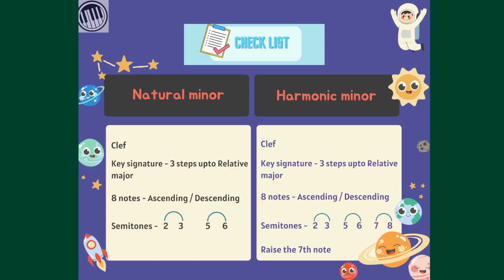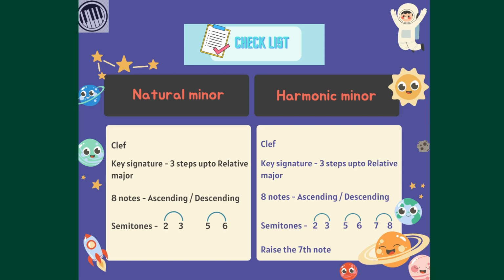So last week we learned that the relative minors and majors share the same key signature. So in this chart we have the checklist of two minor scales, the natural minor scale and the harmonic minor scale. First, let's take a look at the natural minor scale.